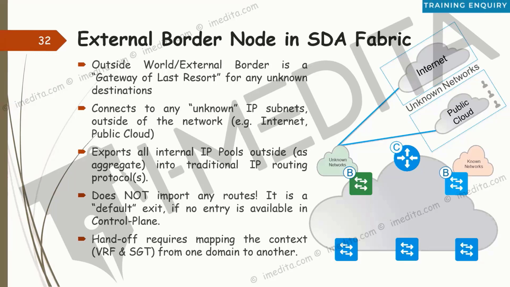Meanwhile, it seems that the only difference between internal and external is the default route. In the internal one, you will not have a default route, and in the external one, it is the default route. Also, the difference is that the external border node is not going to import any outside prefixes into the SDA.